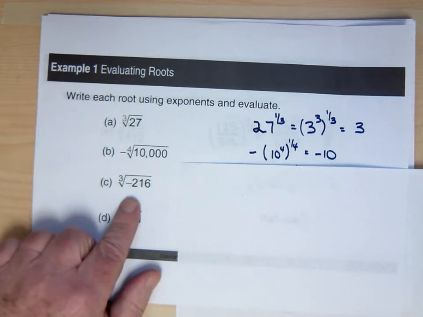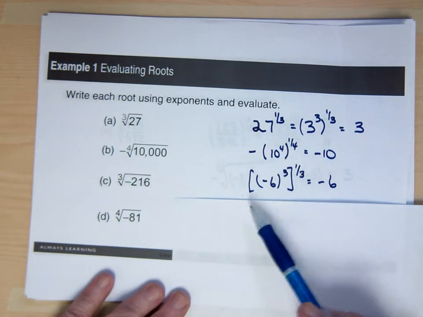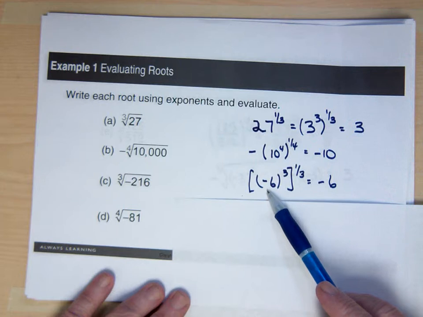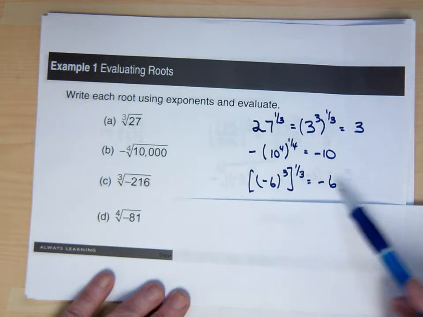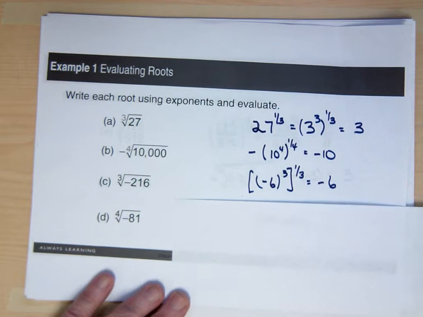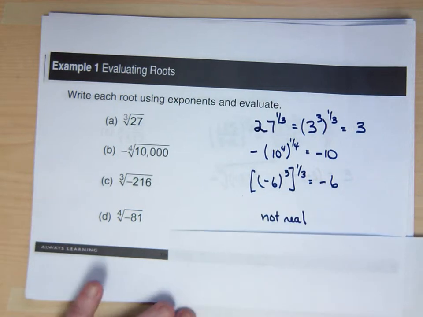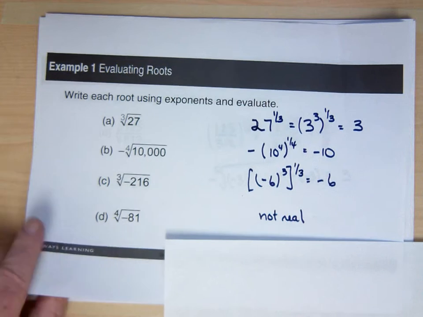And this problem, we're taking the cube root of negative 216, and 216 is known to be 6 cubed, so negative 216 is negative 6 cubed. Taken to the 1/3 power is going to be minus 6. Now here we're taking the 4th root of negative 81. There's no real number that will give us that, and so the answer here should be not real.